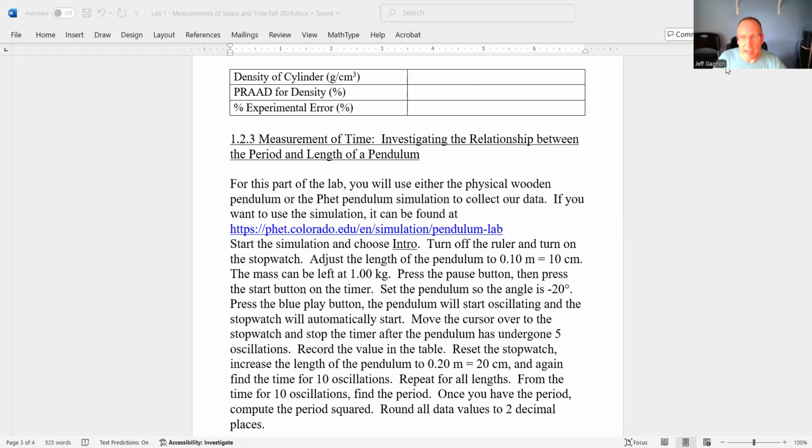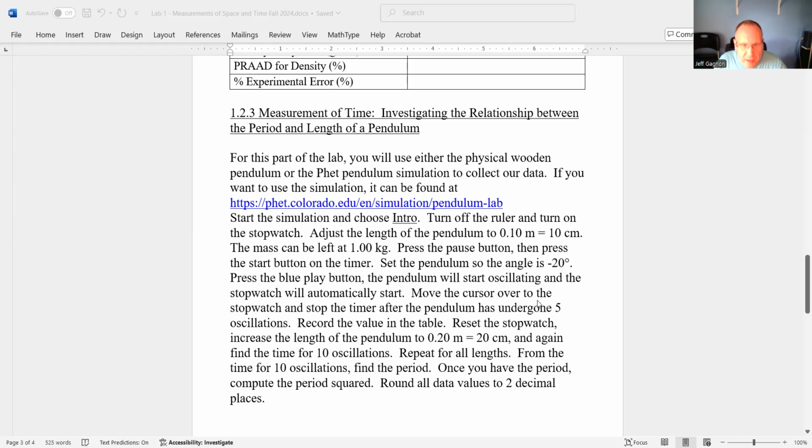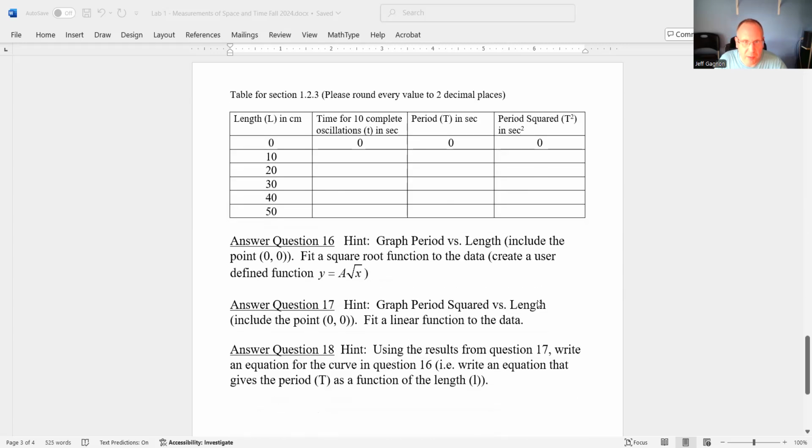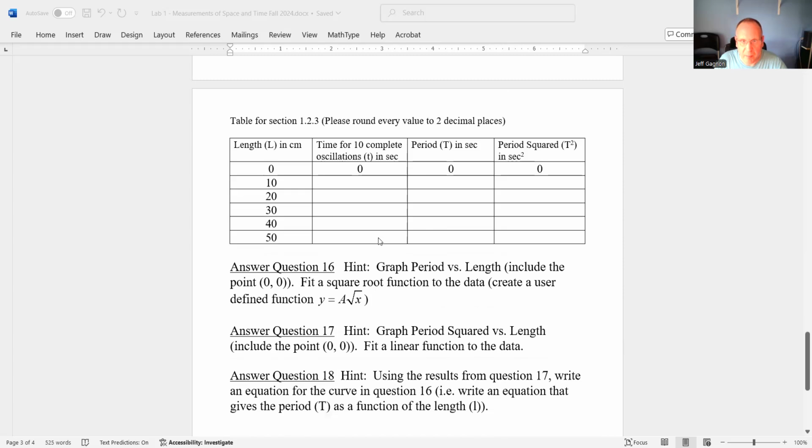For the second part of the lab, what we're going to look at is the relationship between the period and length of a simple pendulum. Okay, in lab, I'm probably going to have you collect data using the physical wooden pendulum, the actual physical pendulum. But you could do this using a simulation of a pendulum, and I'll use a simulation in this video just to show you how this actually works. So let me go to the simulation to show you what a simple pendulum is. And then I'll show you how to compute the information that we need in this table.